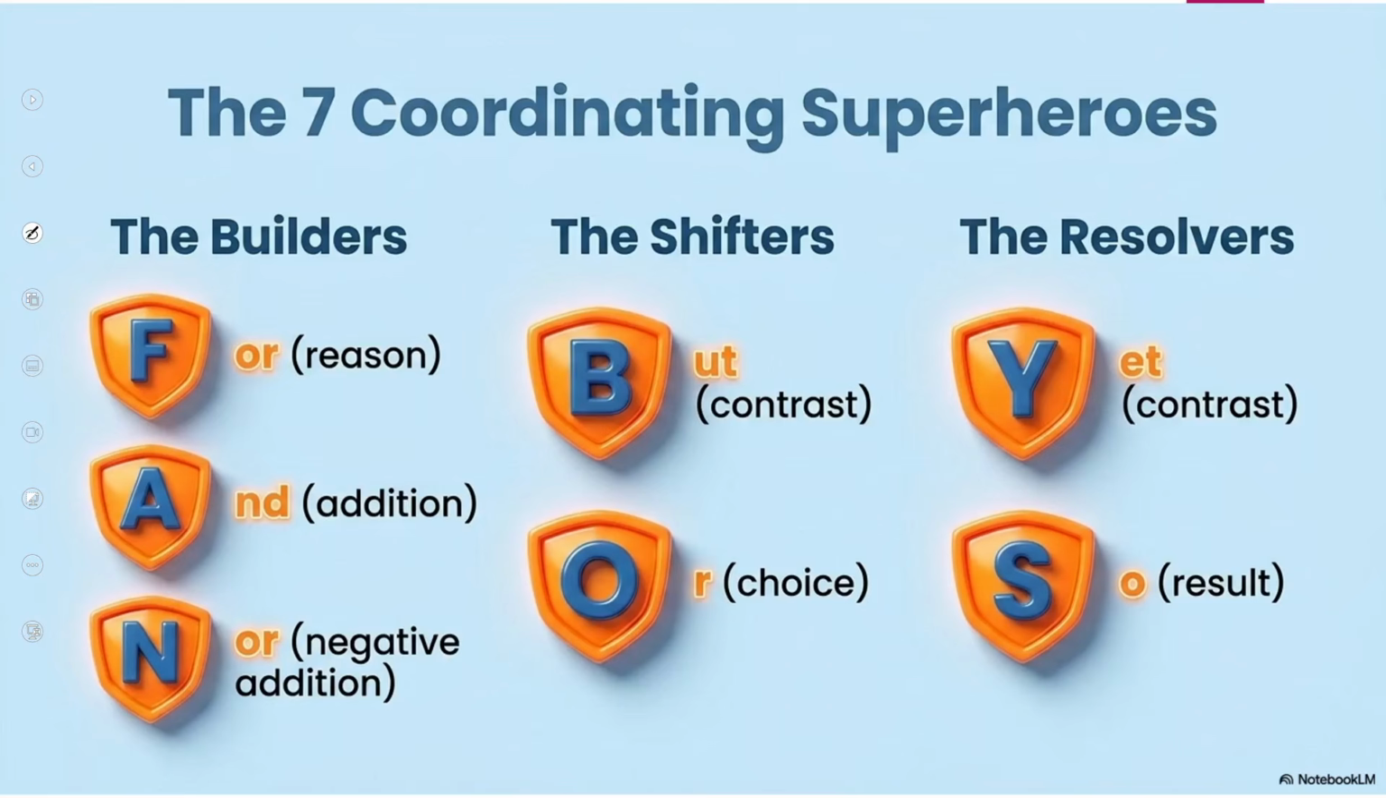Here we have the acronym FAN BOYS, and each alphabet is taken from each word to make an acronym to make it easy to remember these coordinating conjunctions. F stands for for, A stands for and, N stands for nor, B stands for but, O stands for or, Y stands for yet, S stands for so.